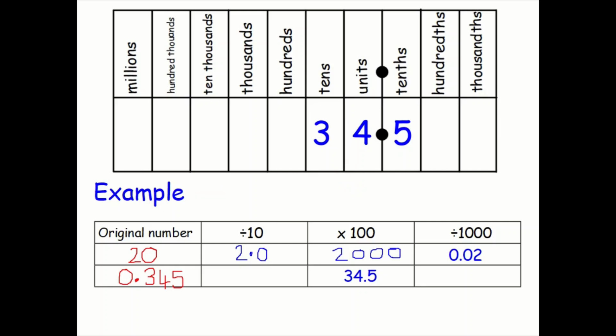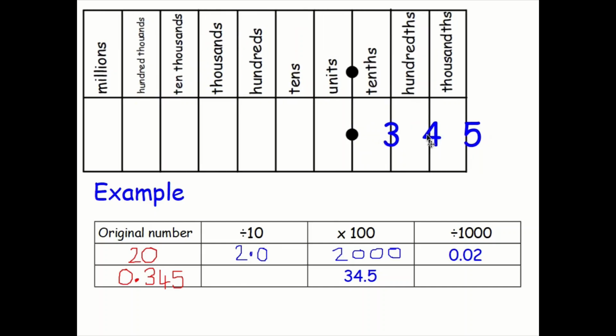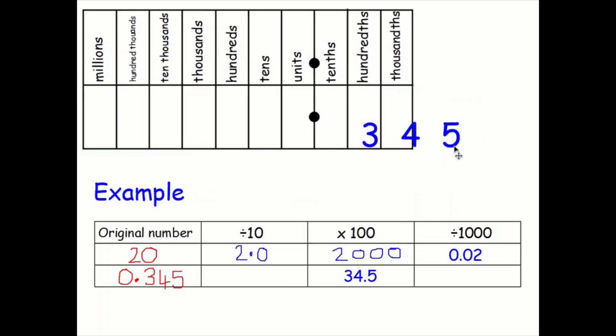So now that I know that 0.345 is my original number, what do we get when we divide by 10? Well, we're going to have to move the place value table a bit because don't forget, this place value table does keep going in both directions. So I'm going to think about it going like this now.